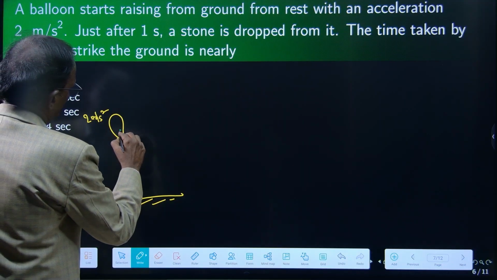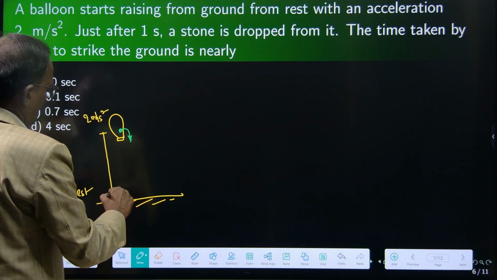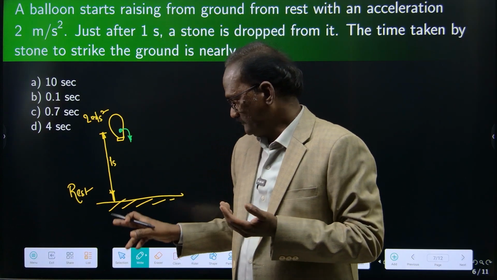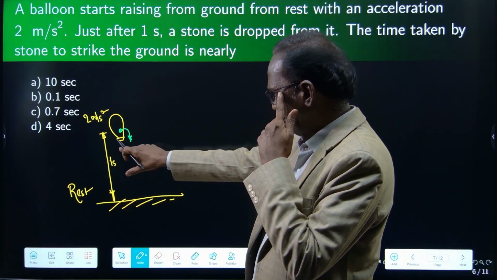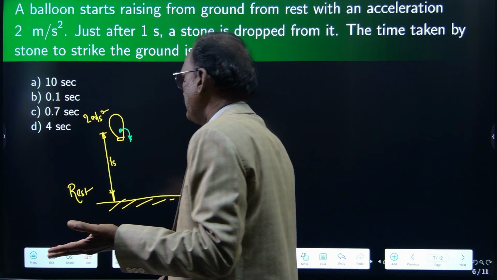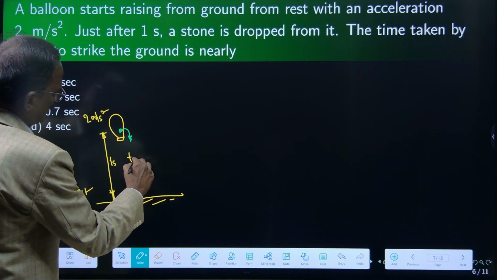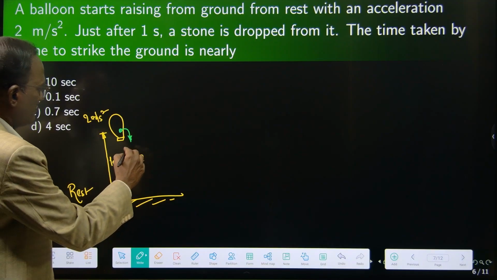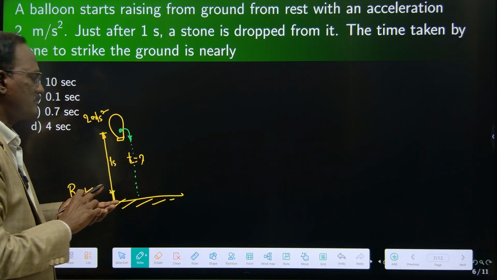A stone is dropped after 1 second, when the balloon, from rest, is going up. After 1 second of time, a stone is dropped from the balloon. How long will it take for the stone to reach the ground? This time is asked. Not the 1 second, we have to calculate the time taken by the stone to reach the ground.